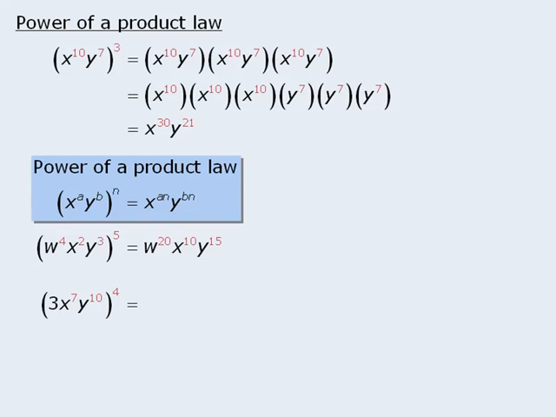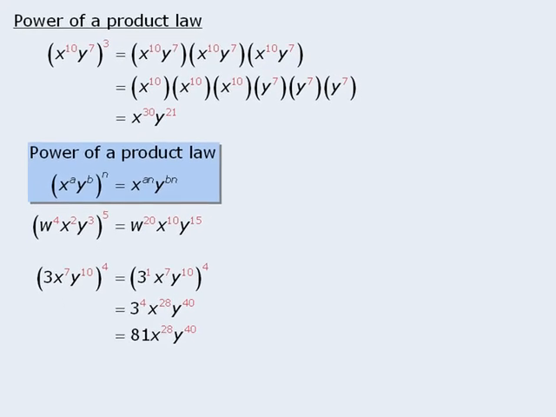Now, to simplify this expression, we must first recognize that since 3 here has no given exponent, it is assumed to be 1. Now, when we apply the power of a product law here, we get the following. From here, if we wish, we can evaluate 3 to the power of 4 to get 81 times x to the power of 28 times y to the power of 40.